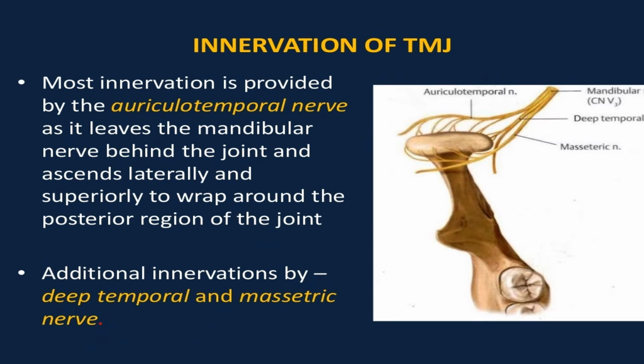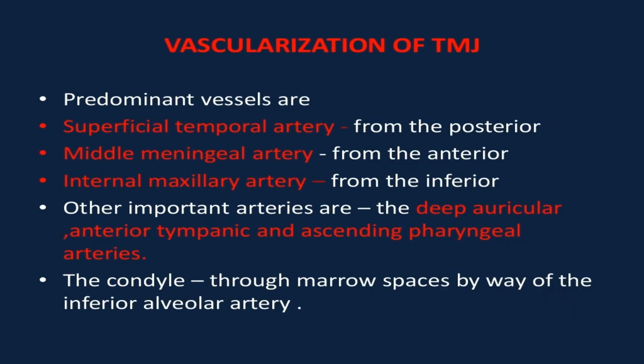Innervation of TMJ. Most innervation is provided by the auriculotemporal nerve as it leaves the mandibular nerve behind the joint and ascends laterally and superiorly to wrap around the posterior region of the joint. Additional innervation is by the deep temporal and masseteric nerves.